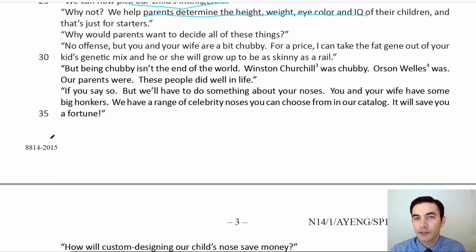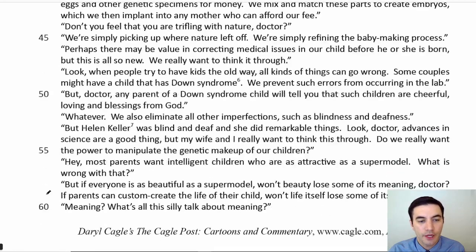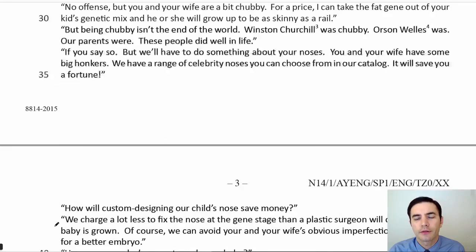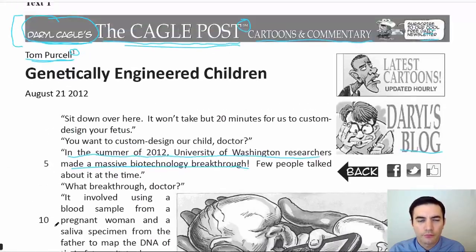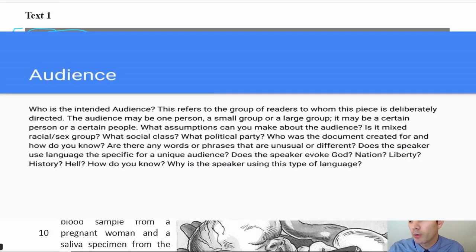Next, today, the next thing we want to talk about is audience. The third part of SOAPSToneS is audience. First, let's read what it says about what I want you to look for in audience. On the screen it says, audience refers to the group of readers to whom this piece is deliberately directed.